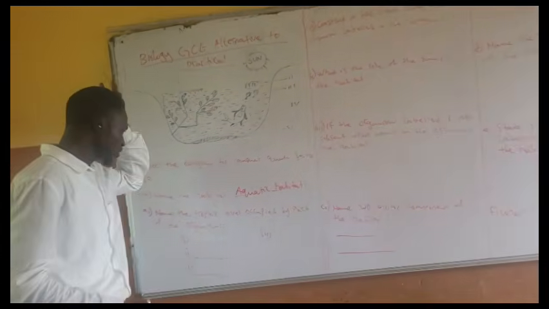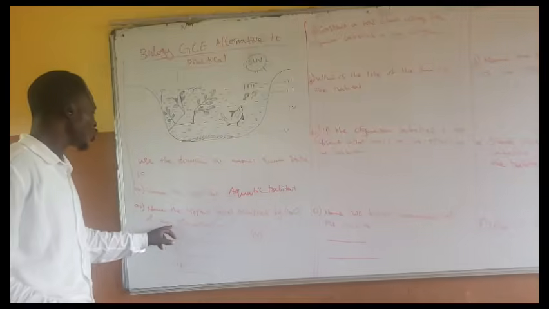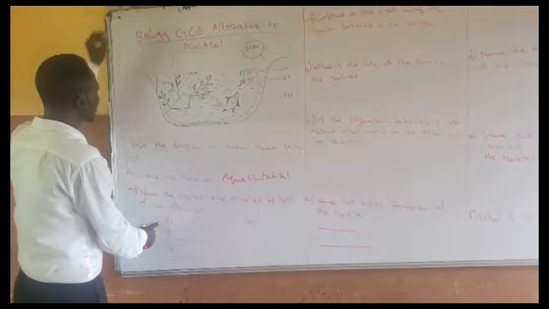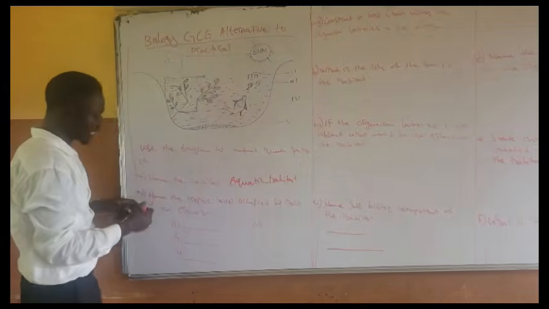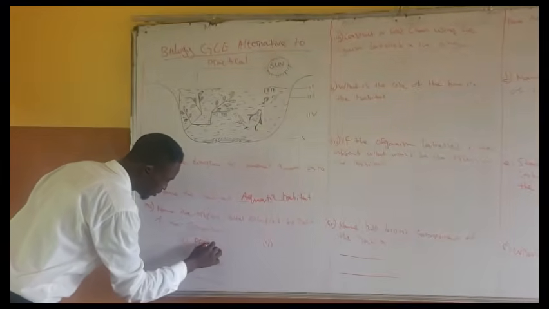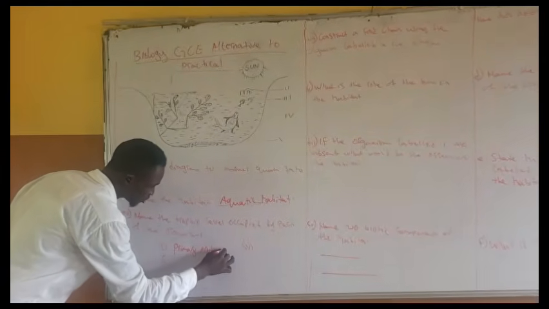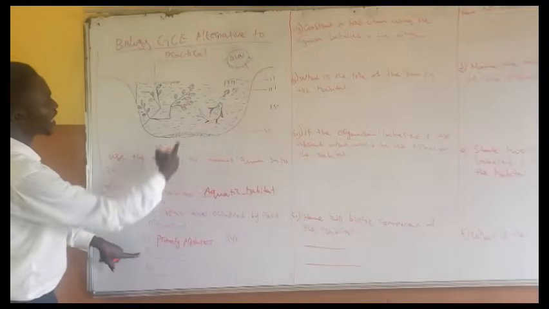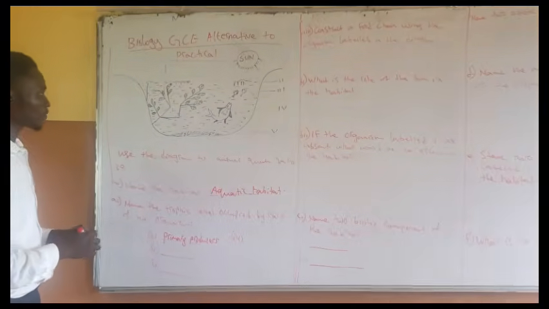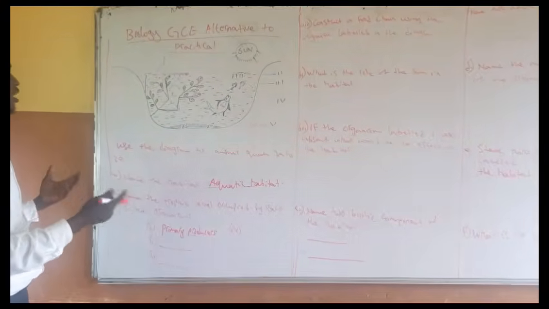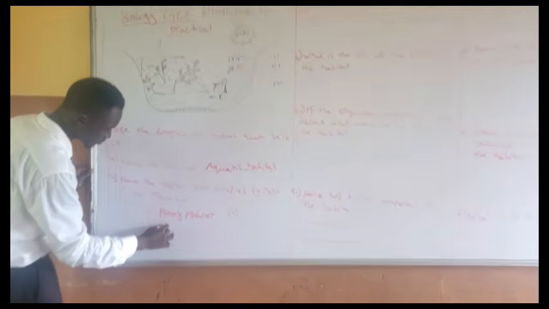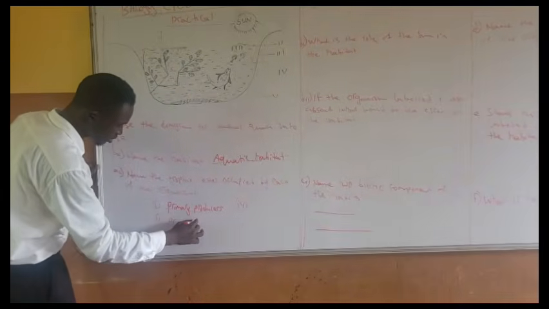The next one says, name the trophic level occupied by each of the organisms. You know, trophic level can also be referred to as energy level. Now, this is I here, they are the plants, and they are primary producers. We call them producers, but I prefer to put them as primary producers. They are producers of food in the ecosystem. While this I, we can refer to them as the zooplankton, those ones that feed on the aquatic plants, and they are primary consumers.